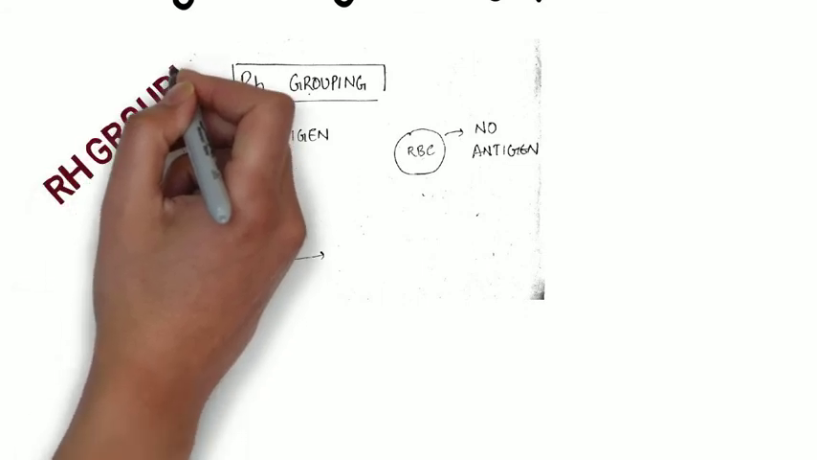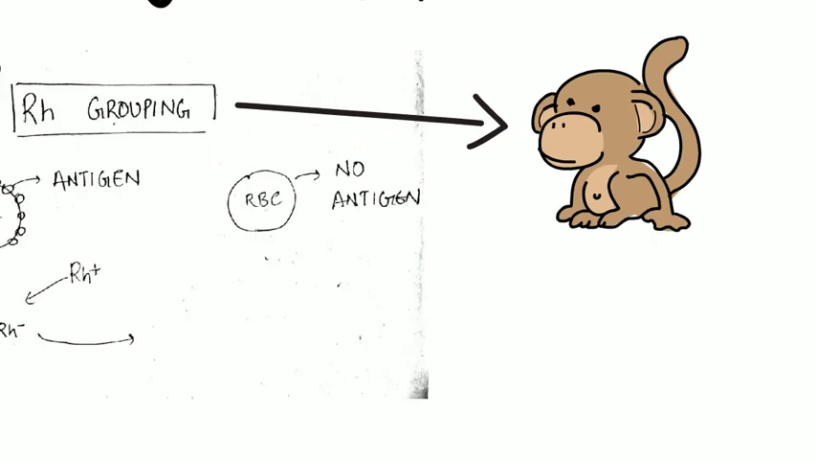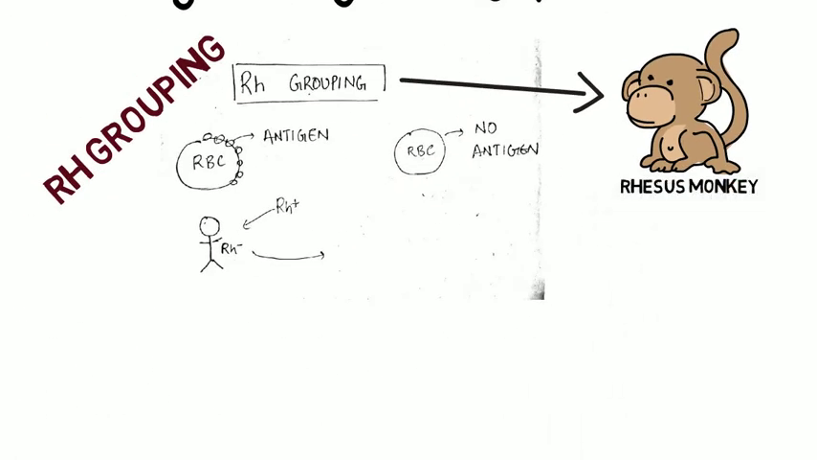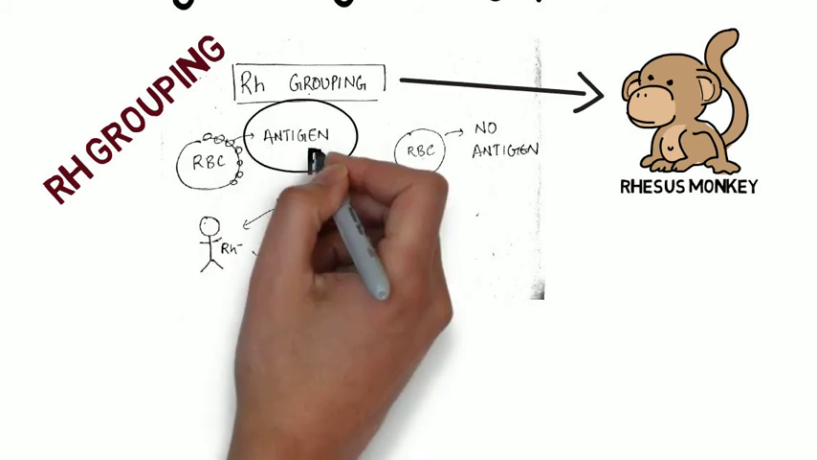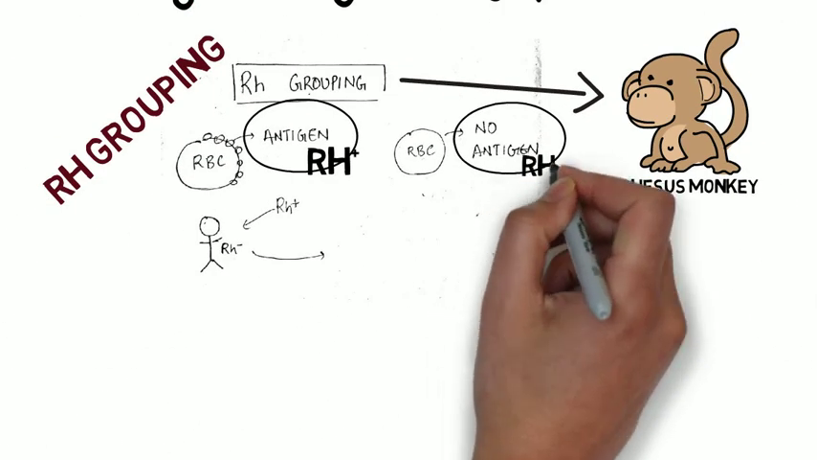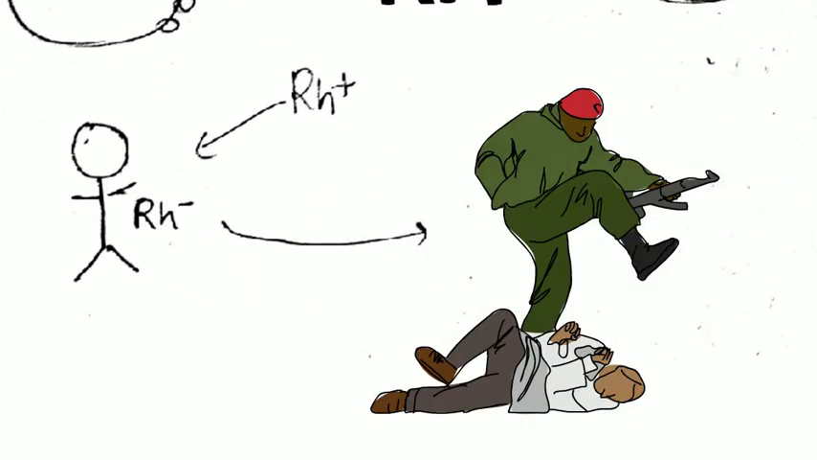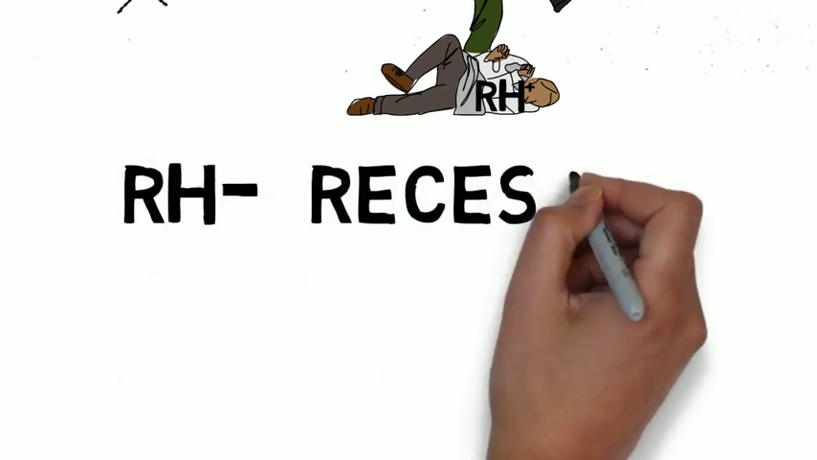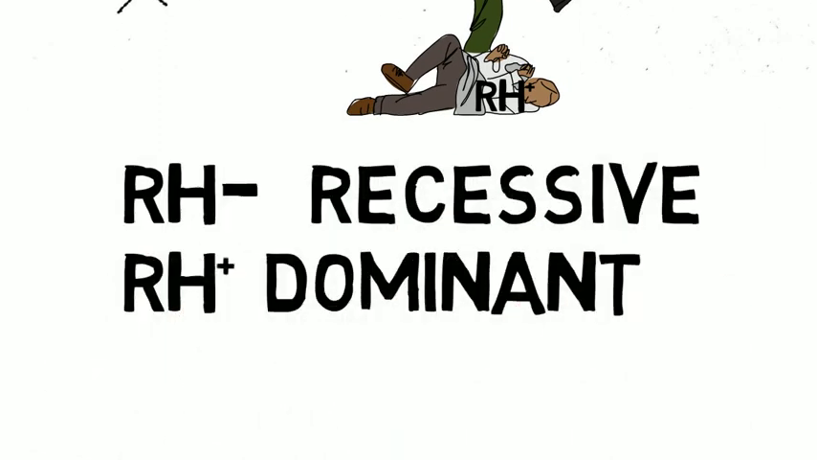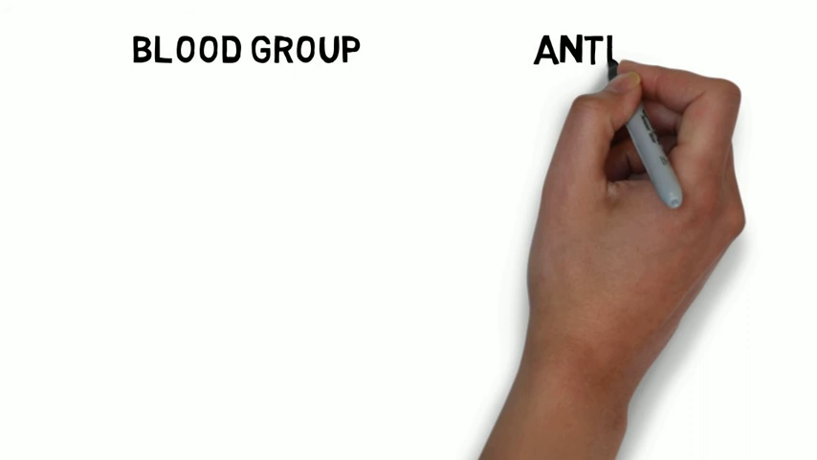Now we'll study the RH grouping system, which was first found in the rhesus monkey. This RH grouping system says that if an antigen is there on RBCs, then it will be considered RH positive, whereas if RBC has no antigen, then it will be considered RH negative. Now if RH positive blood enters an RH negative person, then RH negative will make antibodies against the RH positive blood, because RH negative is a recessive form and RH positive is a dominant form.